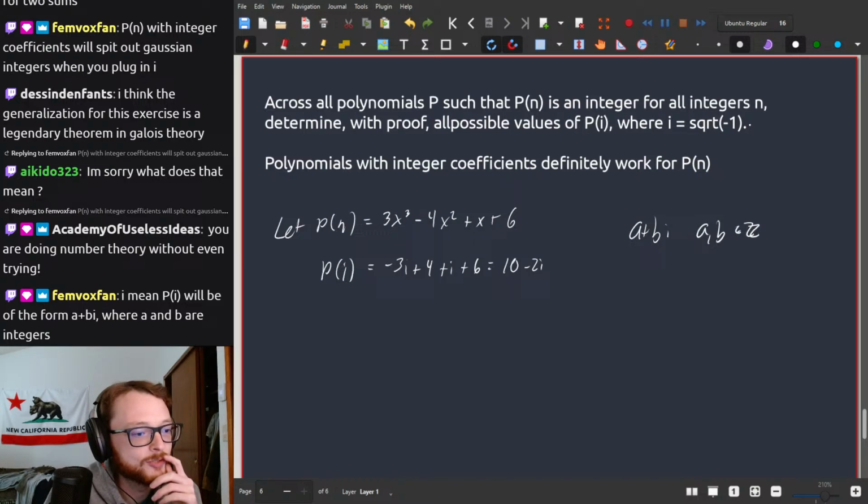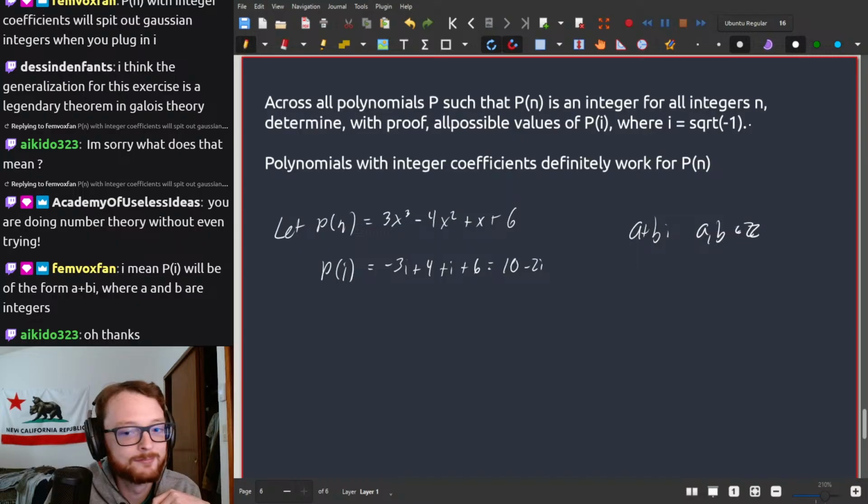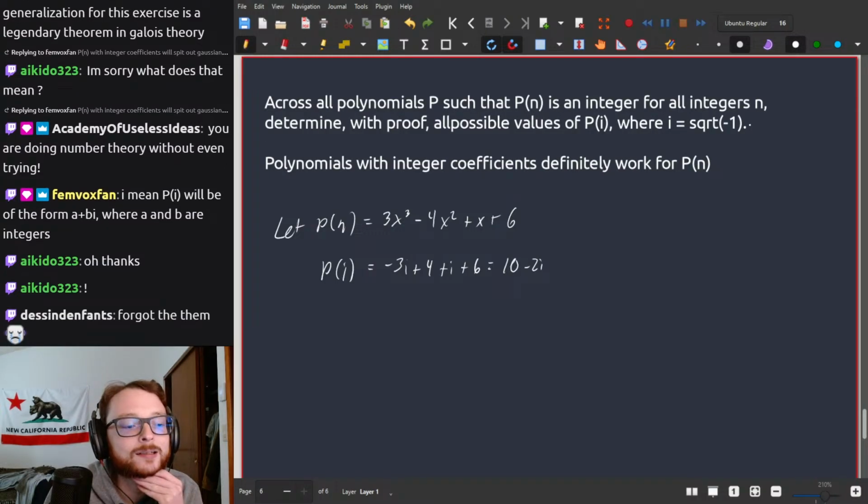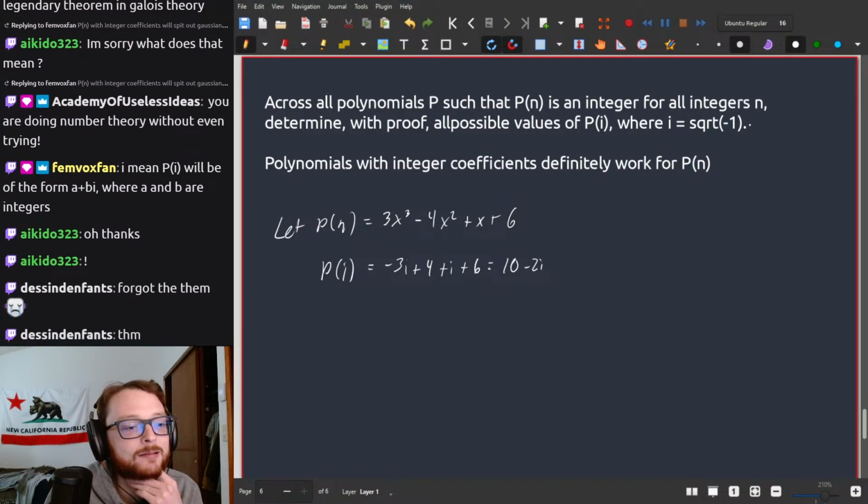A generalization of this exercise is a legendary theorem in Galois theory. Oh, really? Yeah, I remember you two talking about Gaussian integers for your number theory group. Forgot the theorem. Oh, okay.